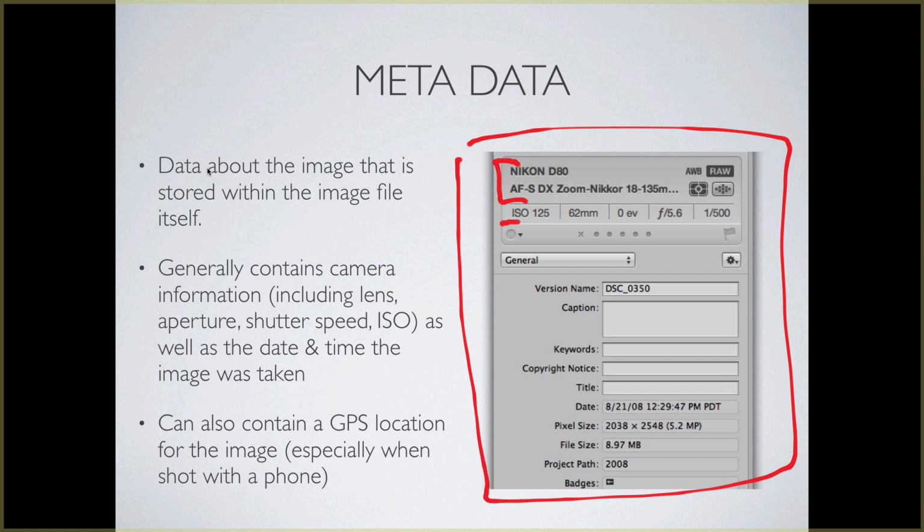It also tells me what the ISO was, and these are all things we talked about last class. It was shot at an ISO of 125. The lens was zoomed at 62 millimeters. It had a 0 exposure value. The aperture was 5.6. The shutter speed was 1/500th of a second. So it stored all of that information about the particular photo.